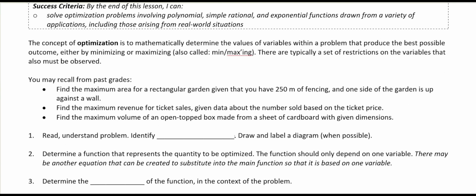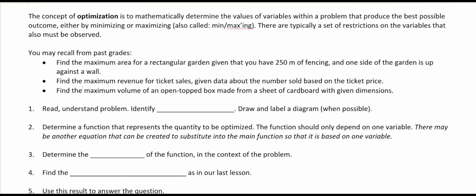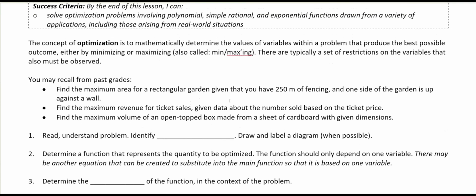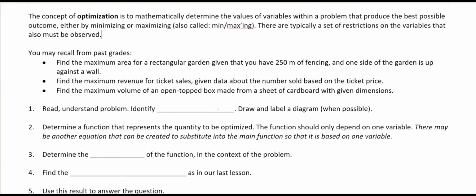So you might recall from past grades, we've had questions where you have to find the maximum area for a rectangular garden, given that you have, say for example, 250 meters of fencing, and one side of the garden is up against a wall. Determine the best possible dimensions to create a maximum area. If you have some ticket sales, you can maximize the revenue given data about the number sold based on the ticket price. Also maximizing the volume of an open top box made from a sheet of cardboard with given dimensions. These were all problems that you may have encountered in grade 10 or grade 11. And now we're going to use calculus to solve these.